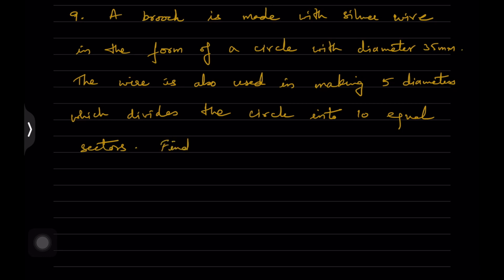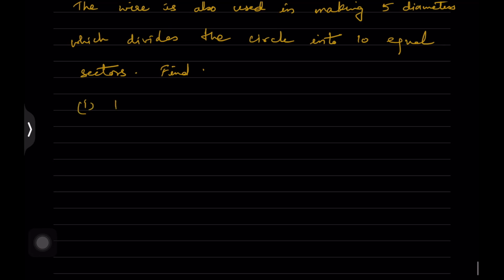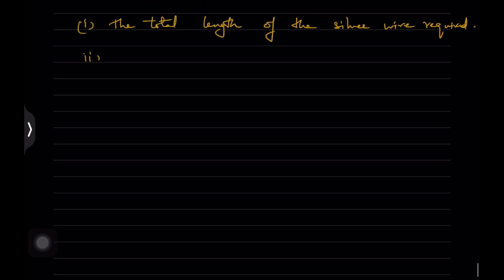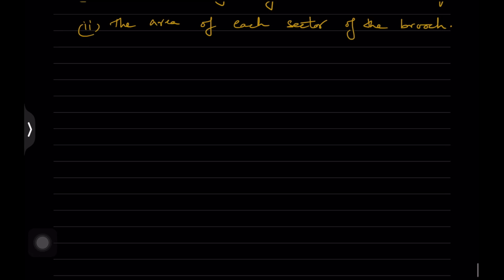Find, first, the total length of the silver wire required. Second, the area of each sector of the brooch. So first we'll draw the diagram. The brooch.